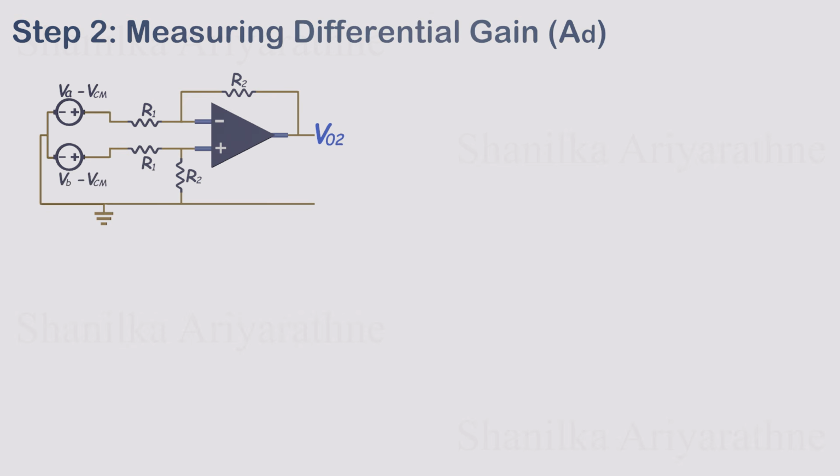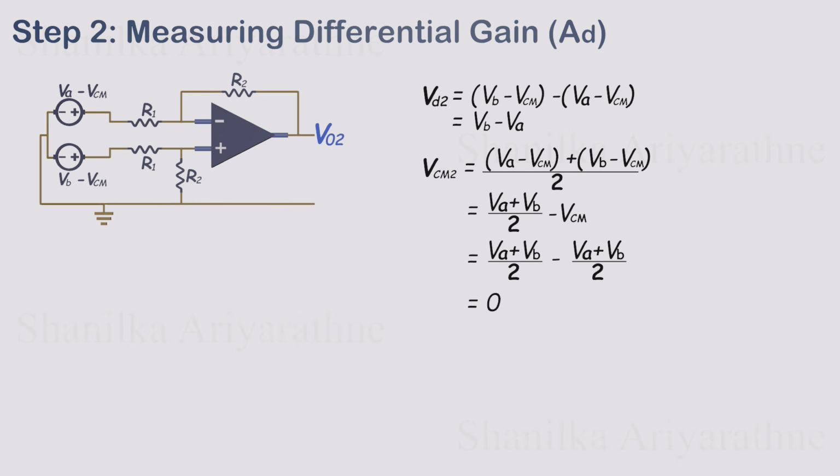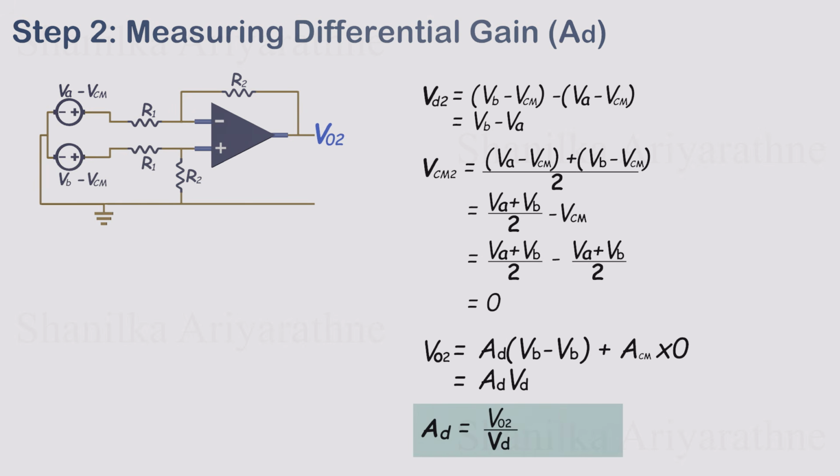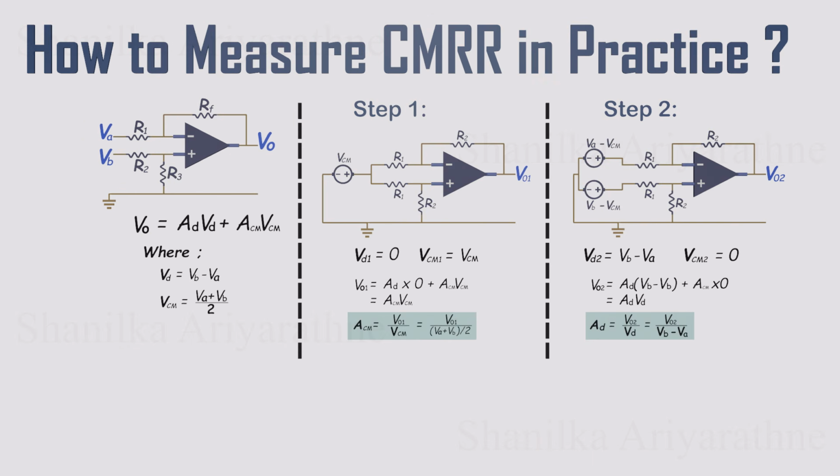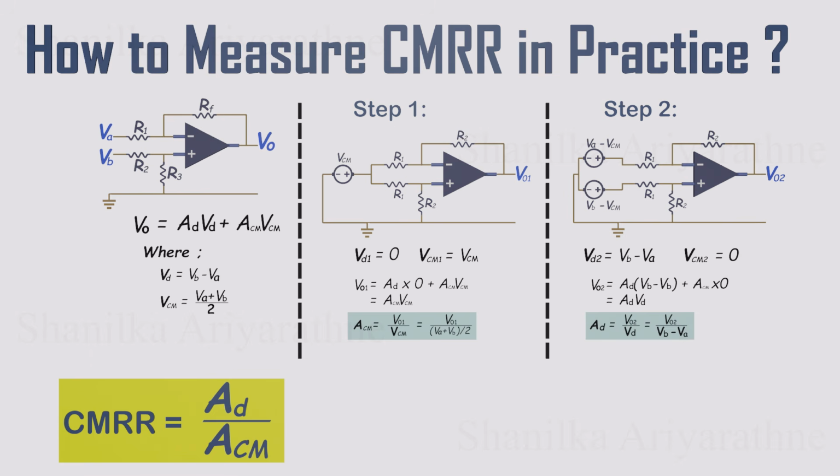Now for the second experiment. This time, we adjust the inputs so the common mode voltage cancels out completely. That leaves us with only the differential term. Measure the new output, call it VO2, and we can calculate the differential gain as AD equals VO2 divided by the input difference, VB minus VA. Now that we have both gains, we simply take the ratio, AD over ACM. And that ratio is the common mode rejection ratio of the difference amplifier. You can follow the same method and calculate the CMRR for any op-amp circuit.